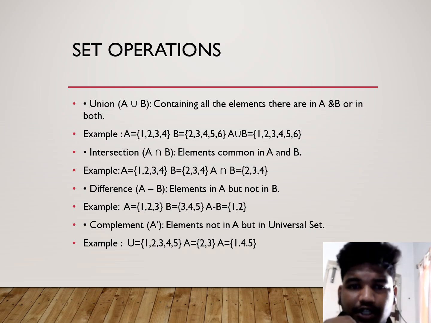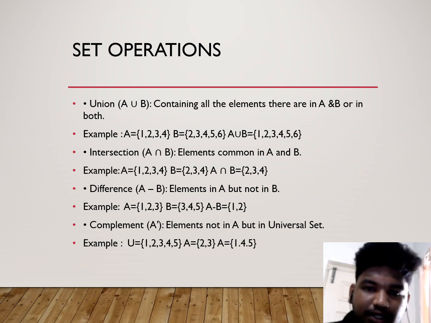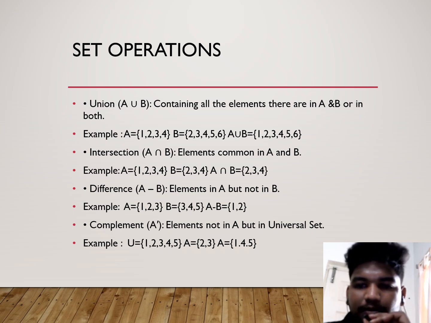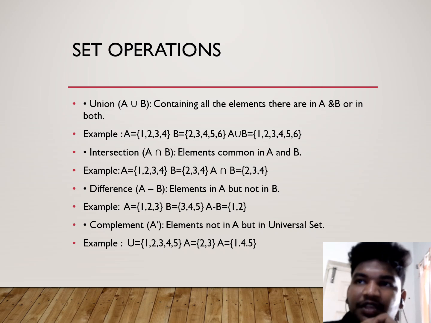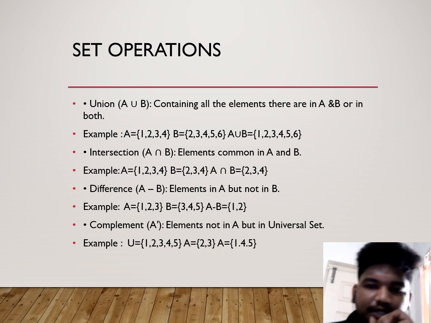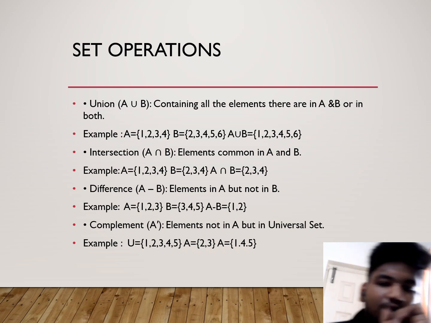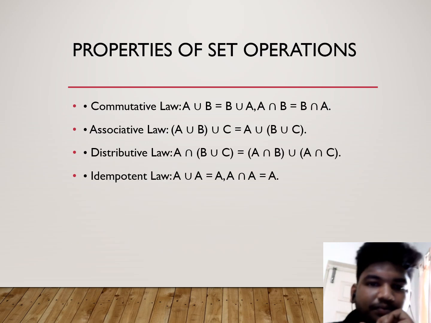Now we are going to see another set operation, complement. Elements in the universal set but not in A. U equals all the elements present in the universal set. A is equal to 2 comma 3. A complement equal to 1 4 5. A complement means the elements of the universal set that are not in A. This is about set operations.